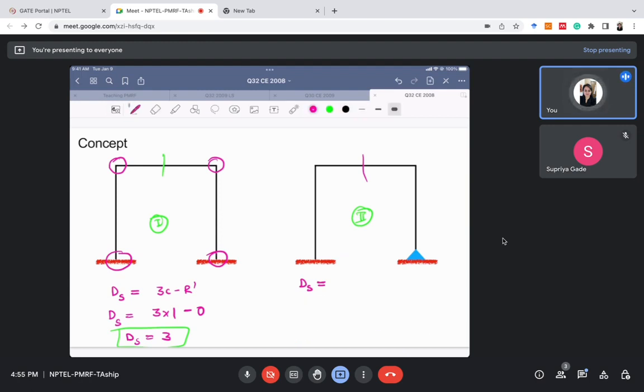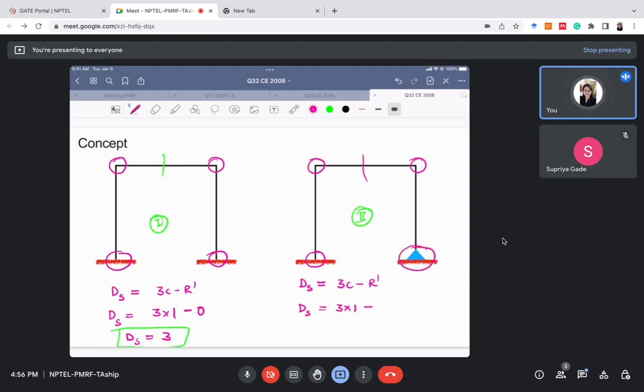Okay, so ds is equal to the formula we know, it is 3c minus r dash. ds will be how many cuts we require to make it an open tree like structure. We require just one cut. So 1 minus number of restraints, how many restraints we require to make the joints rigid. Here we do not need any restraint because it is already rigid. Here we also don't need any restraint because it is rigid. This joint is also rigid, but here it is a hinged joint.